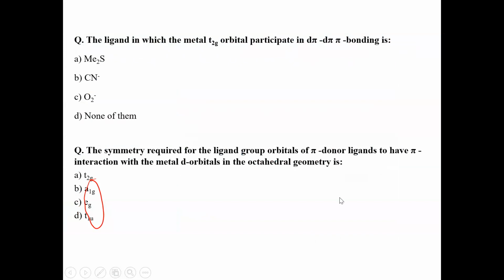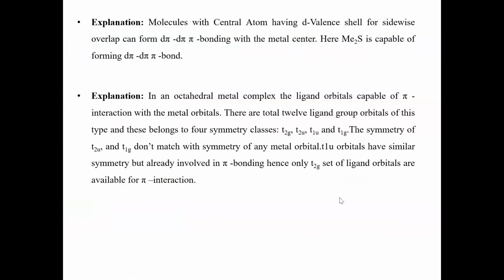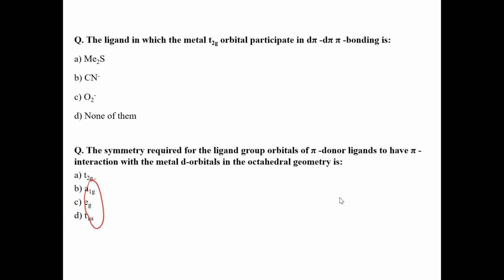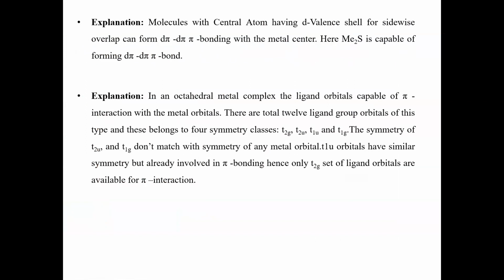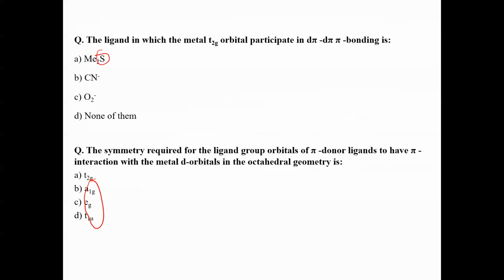Okay, so as I have discussed already, in a molecule with the central atom having d valence shell, in this case the sulfur is having a d valence shell, so it can participate in the d pi bonding. Okay, so it is a very simple thing.